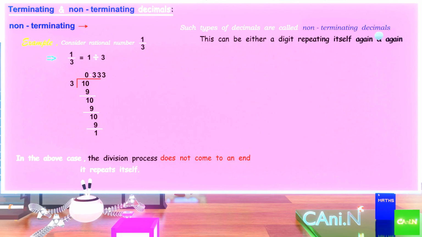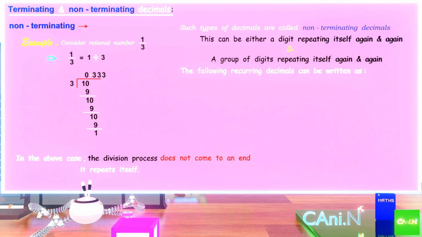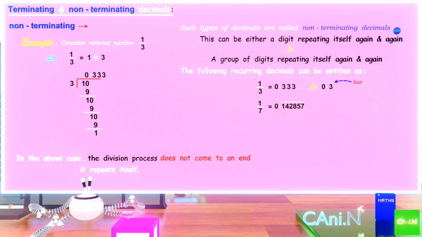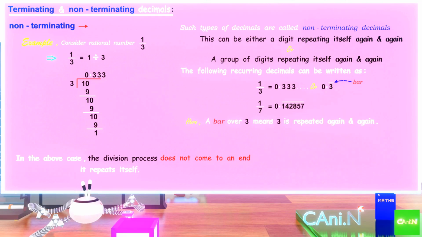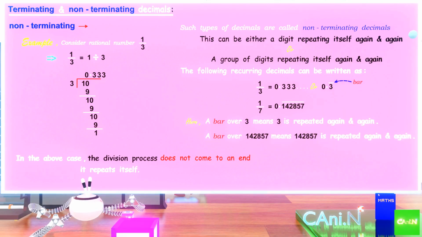This can be either a digit repeating itself again and again, or a group of digits repeating itself again and again. The following recurring decimals can be written as 1 by 3 equals 0.333, or the line above 3 is termed as bar, we say 0.3 bar. 1 by 7 equals 0.142857 bar. Here, a bar over 3 means 3 is repeated again and again. A bar over 142857 means 142857 is repeated again and again.